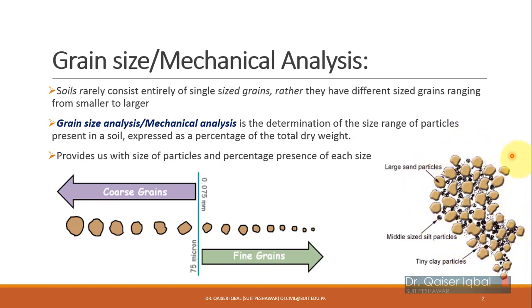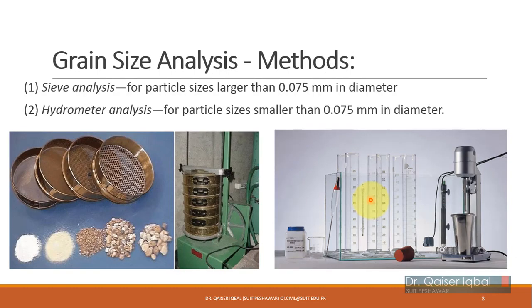in a particular soil sample, which is known as well graded soil, or in some books known as graded soil as well. We will have a detailed discussion later on about well graded and gap graded and uniformly graded soils in the coming lectures. So there are two methods which are used for grain size analysis or mechanical analysis.